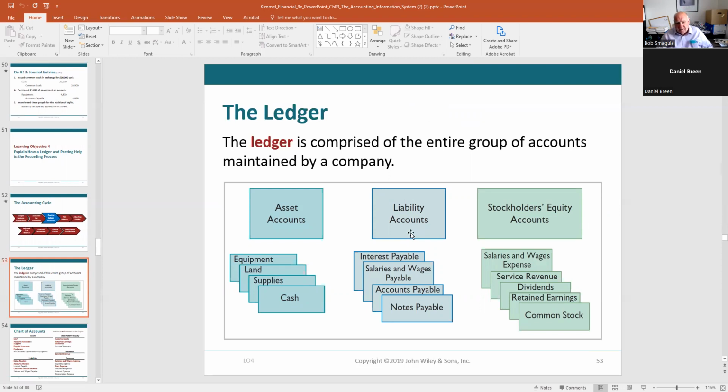Think of the ledger as a bunch of folders. And that folder is going to have two T accounts, one for the transaction and one for the running balance. So under asset accounts, this company has cash, supplies, land, equipment. It's got accounts payable, notes payable, wages payable, interest payable, and it's got some of the equity accounts, equity, expense, revenue, dividends, and common stock.